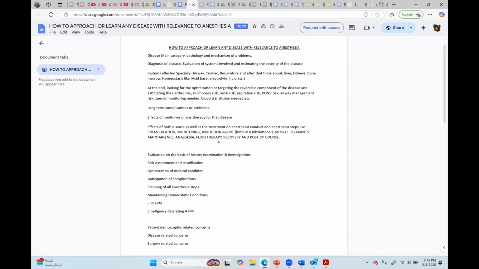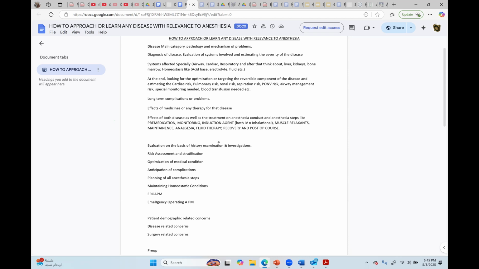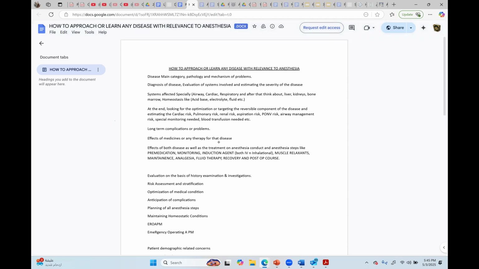Because the liver is the boss, the army of the body. Nothing can be done without the army. So the same thing is occurring here. Now you have to think about every system. Diagnosis of the disease, evaluation of the system. Now you will be looking at all the systems: problem with the airway, cardiac system, respiratory system, liver, kidneys, bone, even bone marrow also. Homeostatic condition, acid-base problems, electrolyte problems, fluid problems are there.